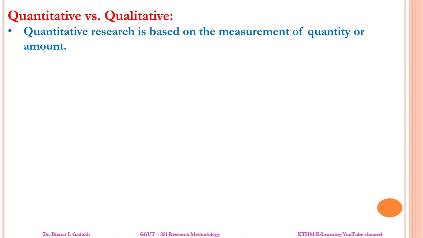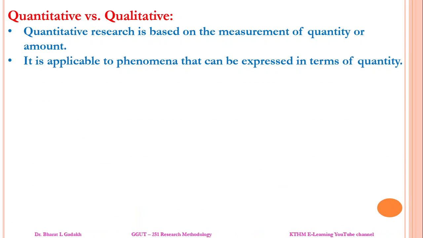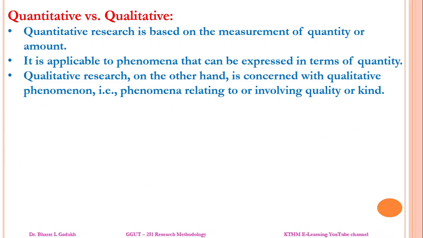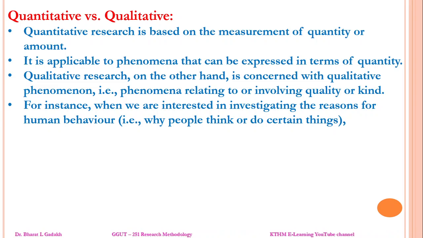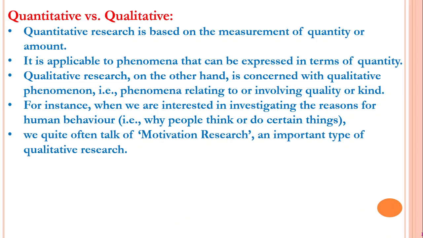Now, quantitative and qualitative research. This is the basic difference. Quantitative research is based on the measurement of quantity or amount. It is applied to phenomena that can be expressed in terms of quantity. Qualitative research, on the other hand, is concerned with qualitative phenomena, that is, phenomena relating to or involving quality or kind. For instance, when we are interested in investigating the reasons for human behavior, why people think or do certain things, we call it motivation research, an important type of qualitative research.